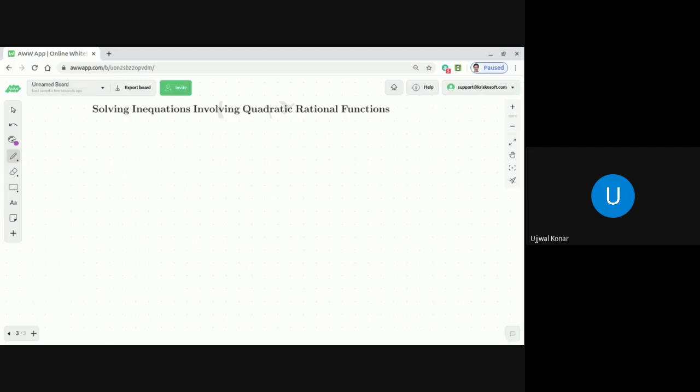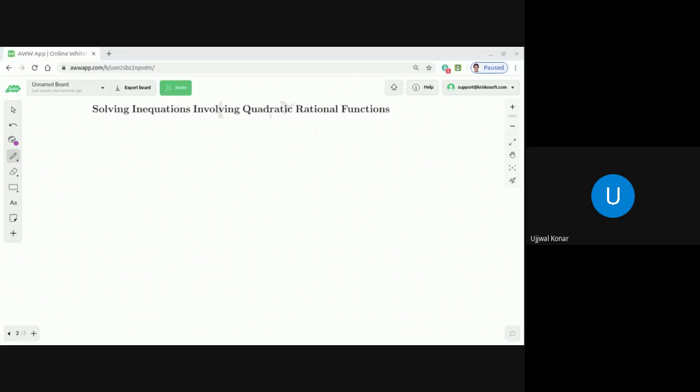Anyway, before speaking more on that, let us first understand what we are going to achieve. And to achieve this, first we need to understand what a rational function is.